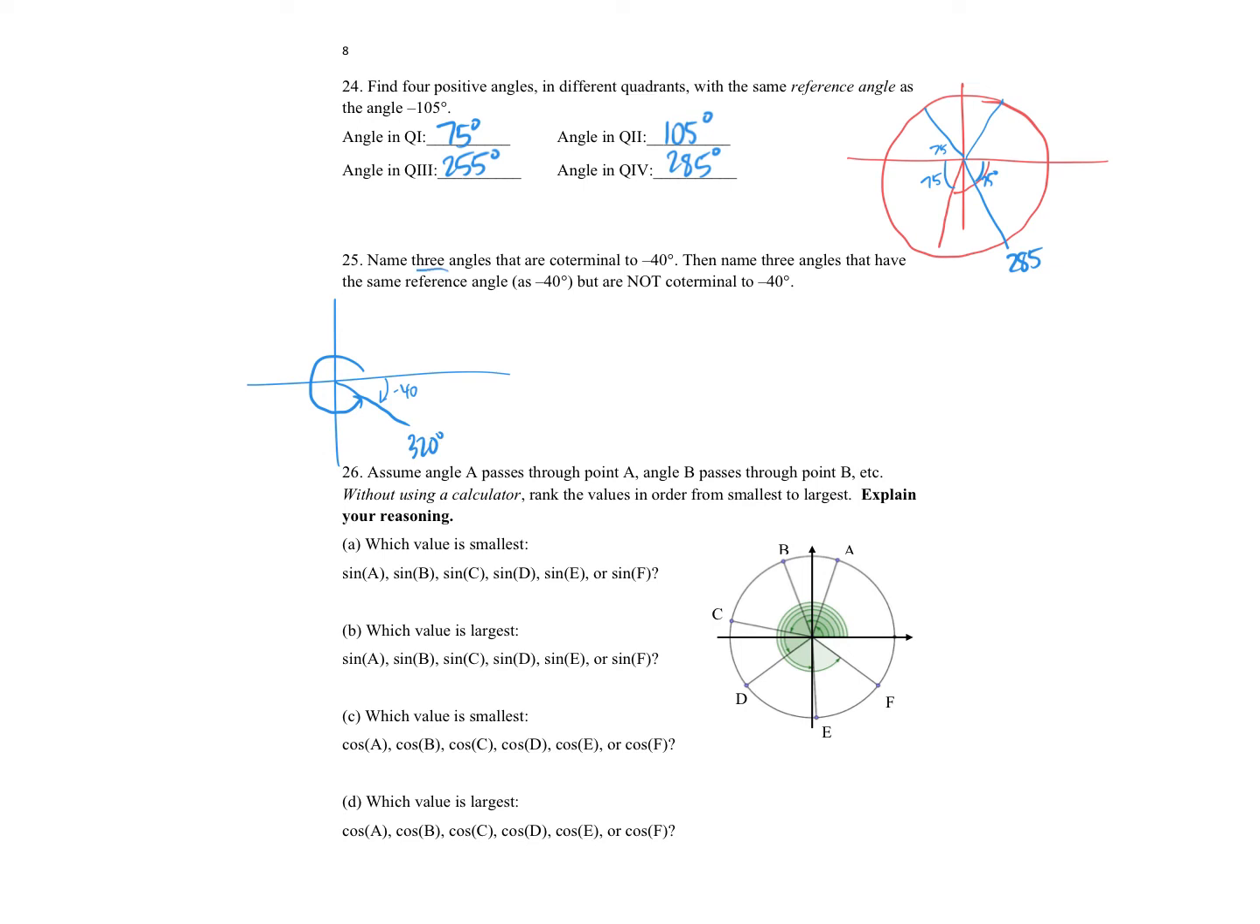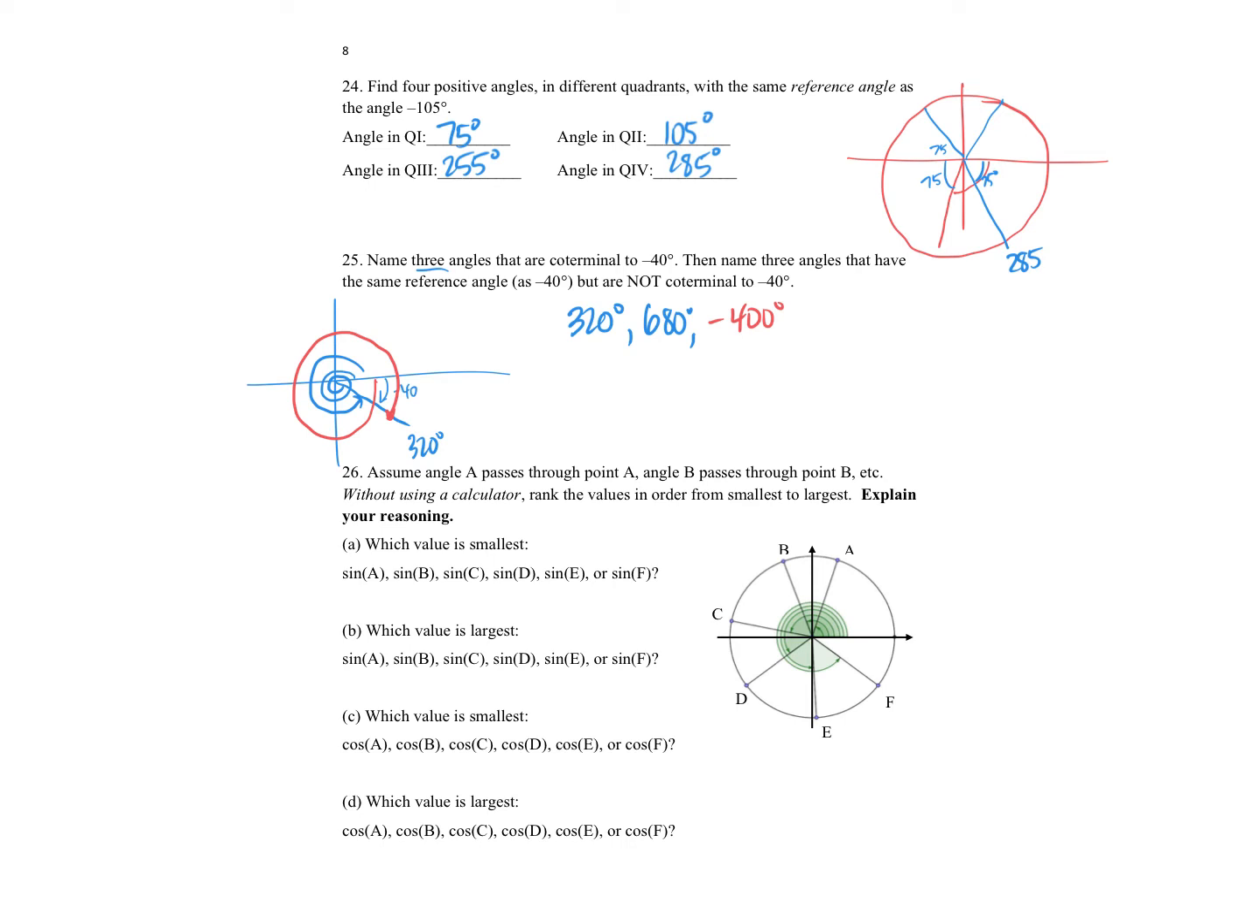So I need to name 3 angles that are coterminal. 320 degrees is coterminal. I could go around 2 times. If I go around twice, then I could do 320 plus 360, and I would get 680 degrees. I could also go backwards and go around all the way and then the negative 40. So I could do negative 40 minus 360, and that gives me negative 400. So those are some examples. I could generate more by adding and subtracting multiples of 360.